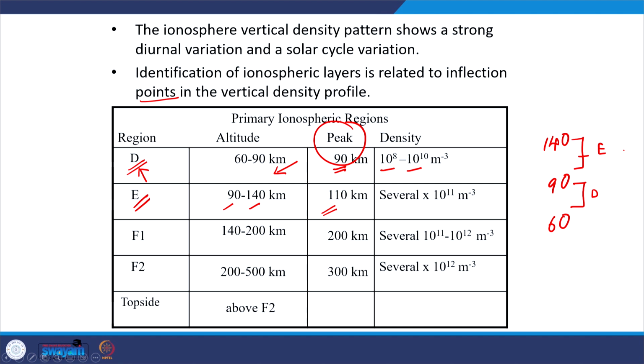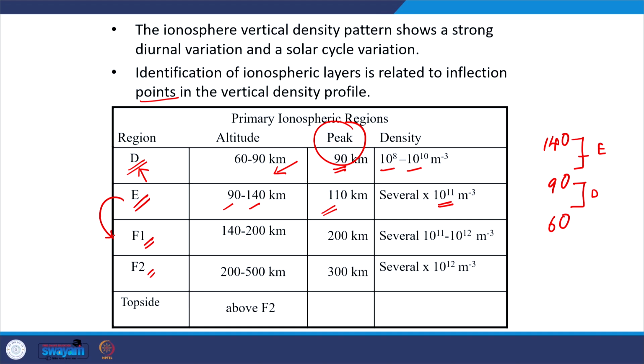How many number of electrons? Several 10 to the power of 11. Okay. So, it can be 1 10 to the power of 11 or 9 10 to the power of 11. This window is only because of the solar cycle, let us say, or time of the day. F1 and F2 are the regions which are sitting above the E layer.